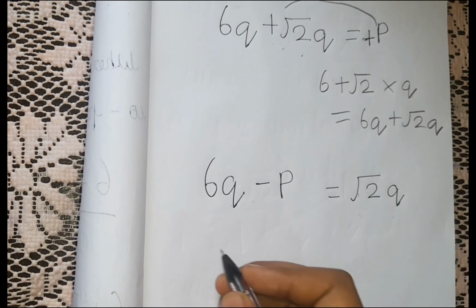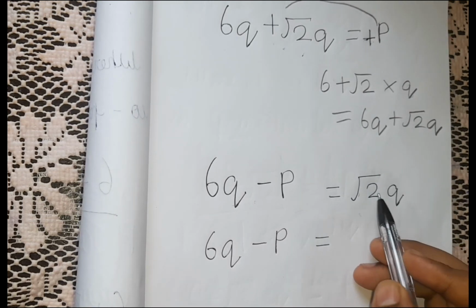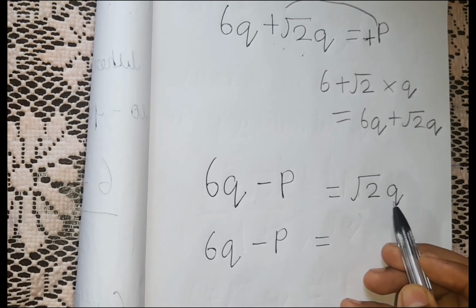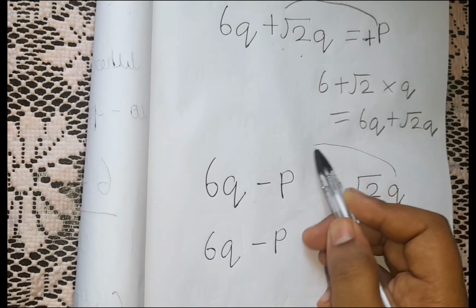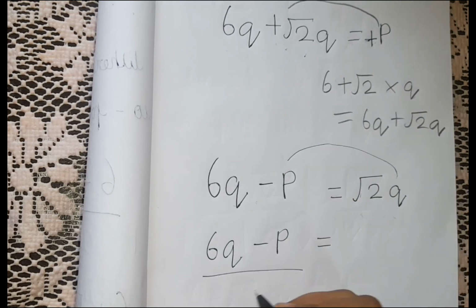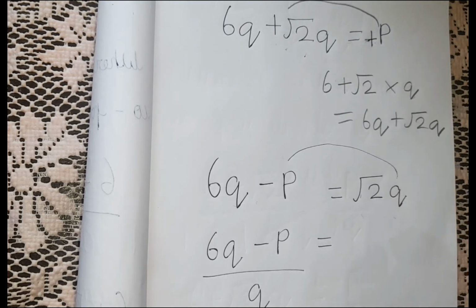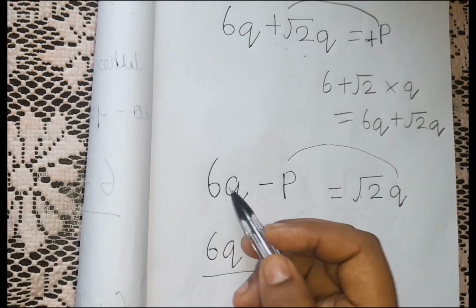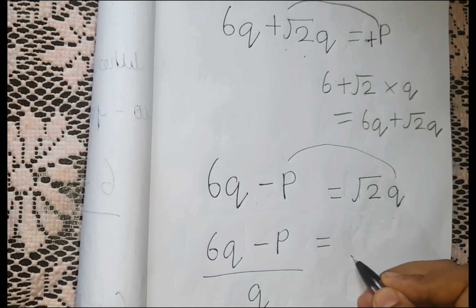So now 6q minus p is equal to root 2 into q. This q comes this side when it crosses the equal to bridge, and it becomes division, because here it is in multiplication form. Whenever there is a multiplication form somewhere, when it crosses the bridge, it becomes division. So here the q comes this side and changes into division. And then it is root 2.